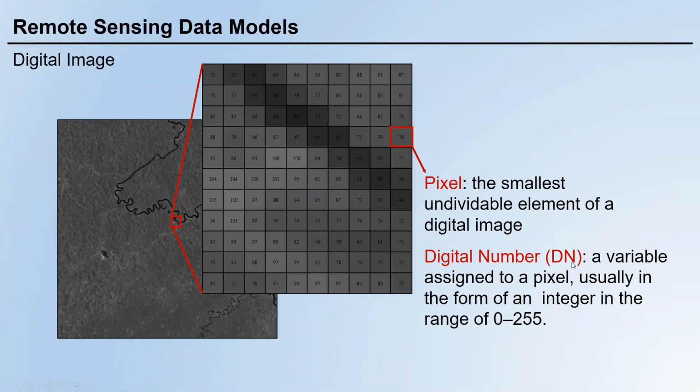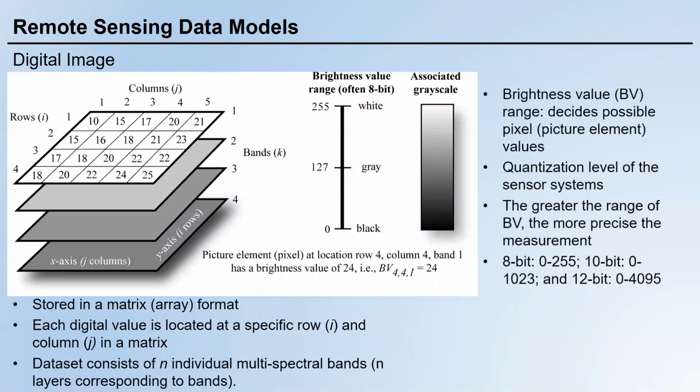It's a relative number assigned by you. And what's the foundation? What's the basis of digital value? It's BV. BV is the brightness value detected originally by the sensor. Okay, so BV is from 0 to 255. Of course, you can also assign the same value as digital number in an image, right? That's the easiest way. So your BV range is consistent with your DN range.